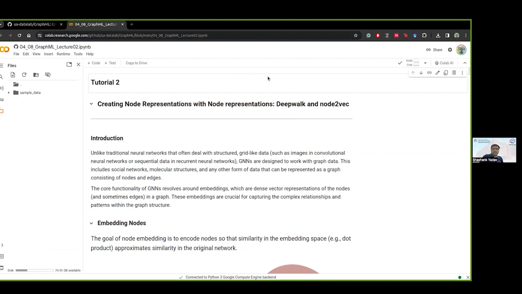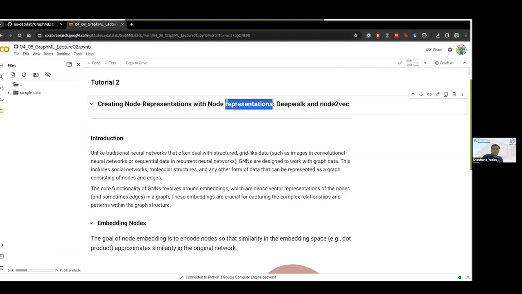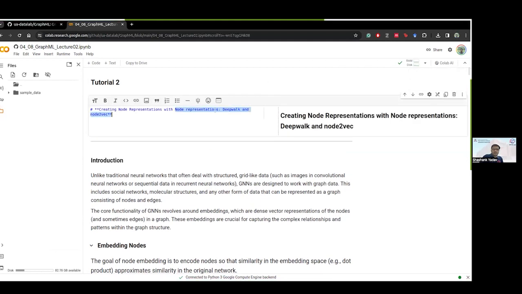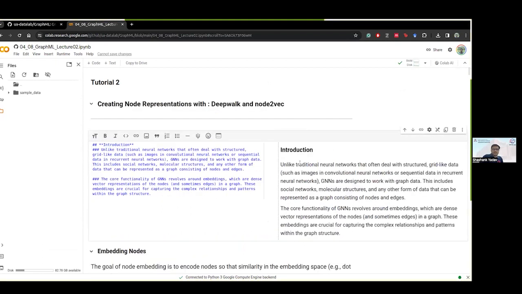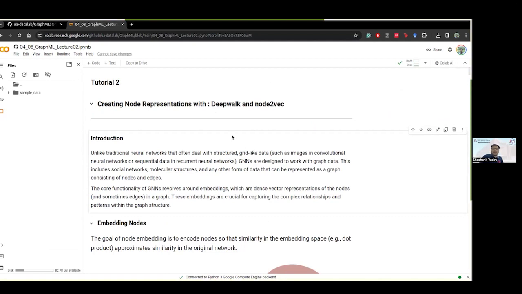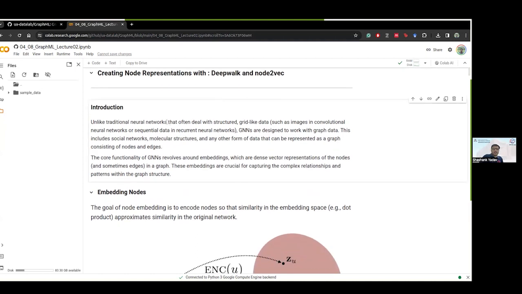Yes. Okay, so today for tutorial 2, we are looking at creating node representations with Deepwalk and node2vec. And so let's have some introduction first on why we need to create node representations.